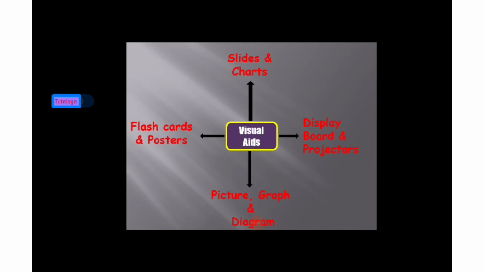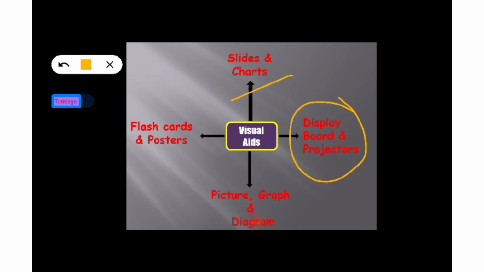So there are some examples of the visual aids. The first ones are slides and charts, display boards and projectors, picture graphs and diagrams, and flashcards and postcards. At first we have to discuss what slides are, and how we use slides as visual aids. Slides are one of the most common visual aids, which can be used in nearly all fields. Software like Microsoft PowerPoint and Google Slides can be used to prepare slides.